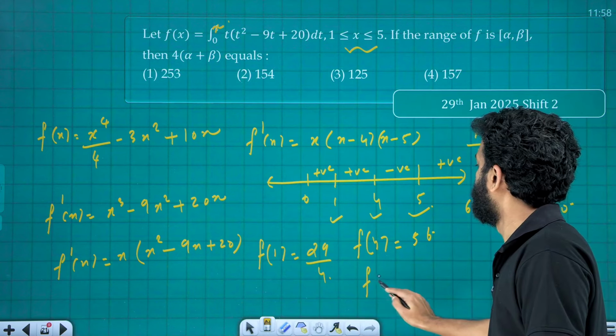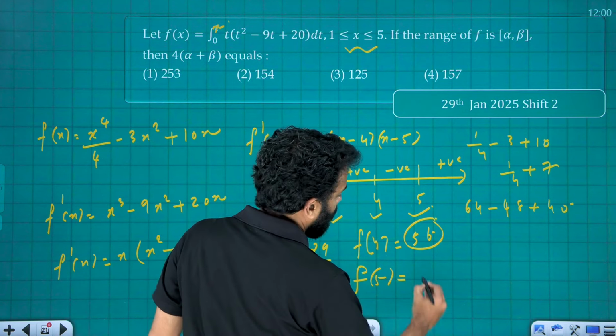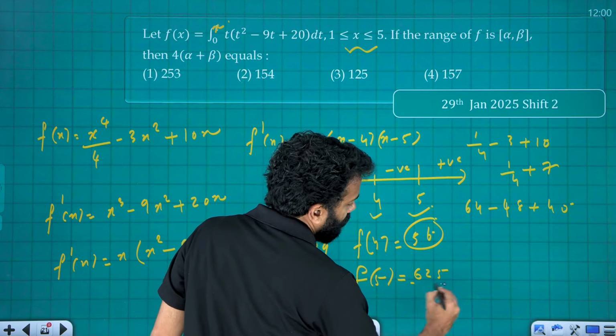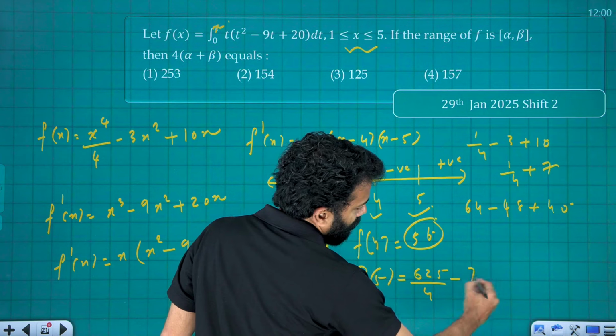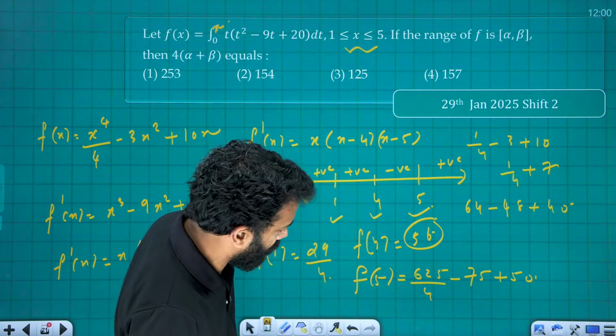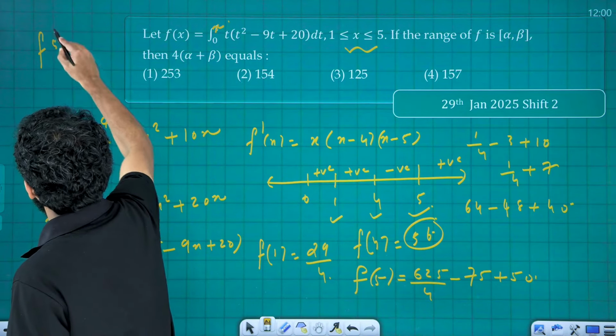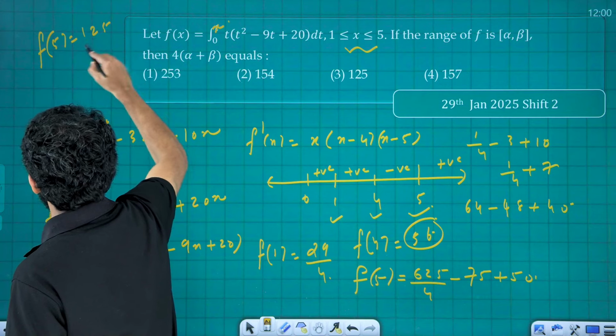And what will be f of 5? F of 5 will be 625 by 4, right? That is 625 by 4 minus 75 plus 50. So the net answer will be 525 by 4, that is minus 25, yeah. Therefore, what is f of 5? F of 5 is 125 by 4.